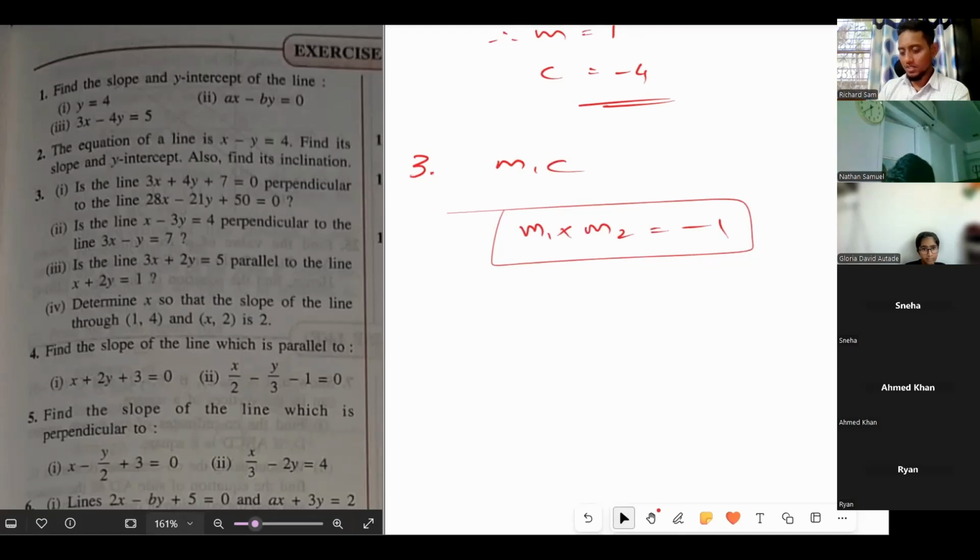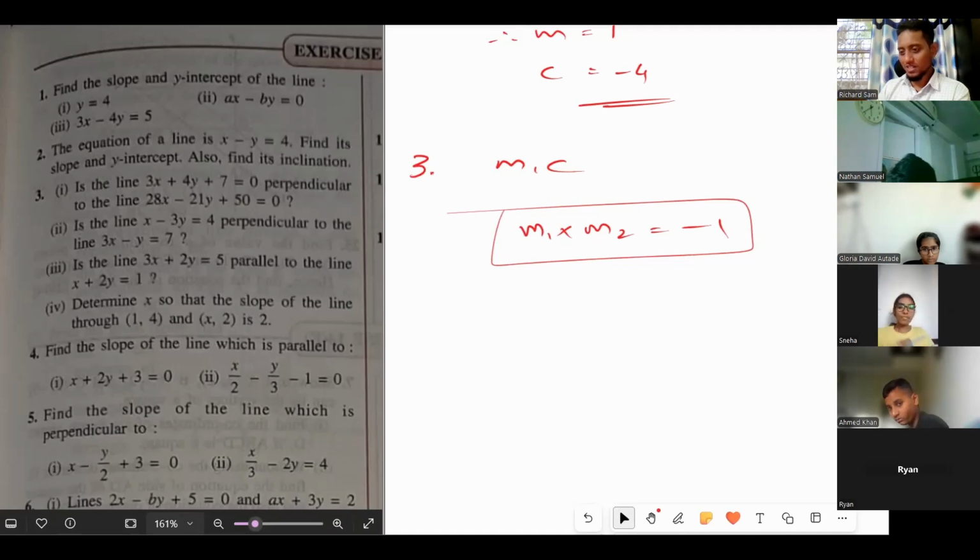Amit, Ryan, Sneha, why are you taking the risk of getting kicked out? Because you know that I won't. Ryan, where are you, man?